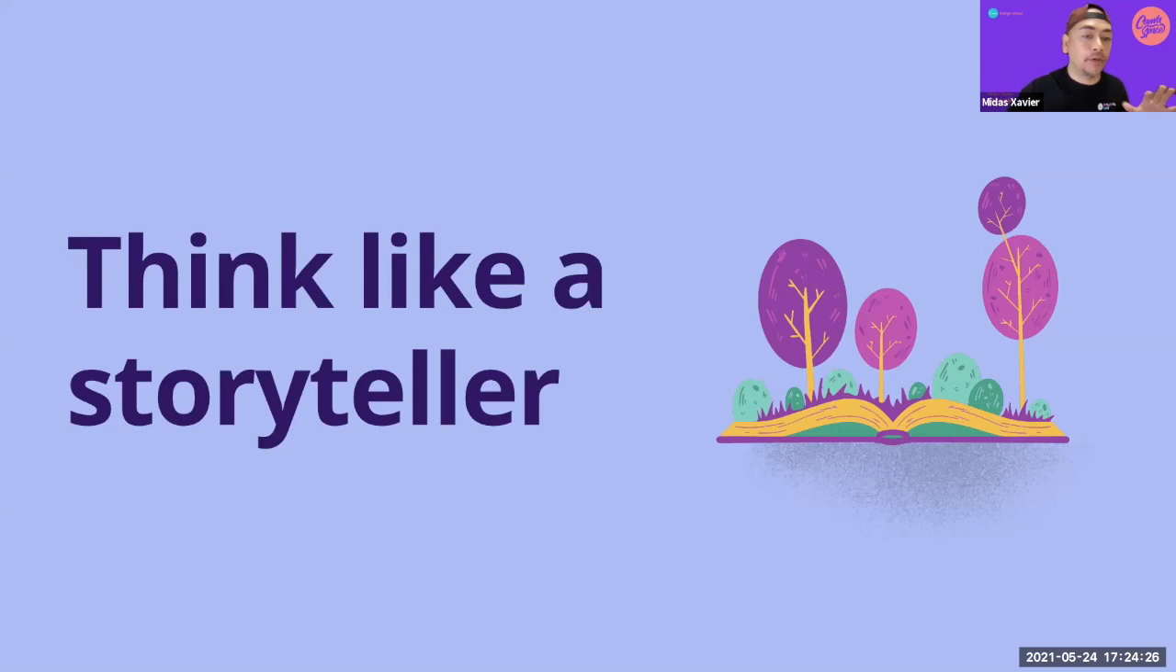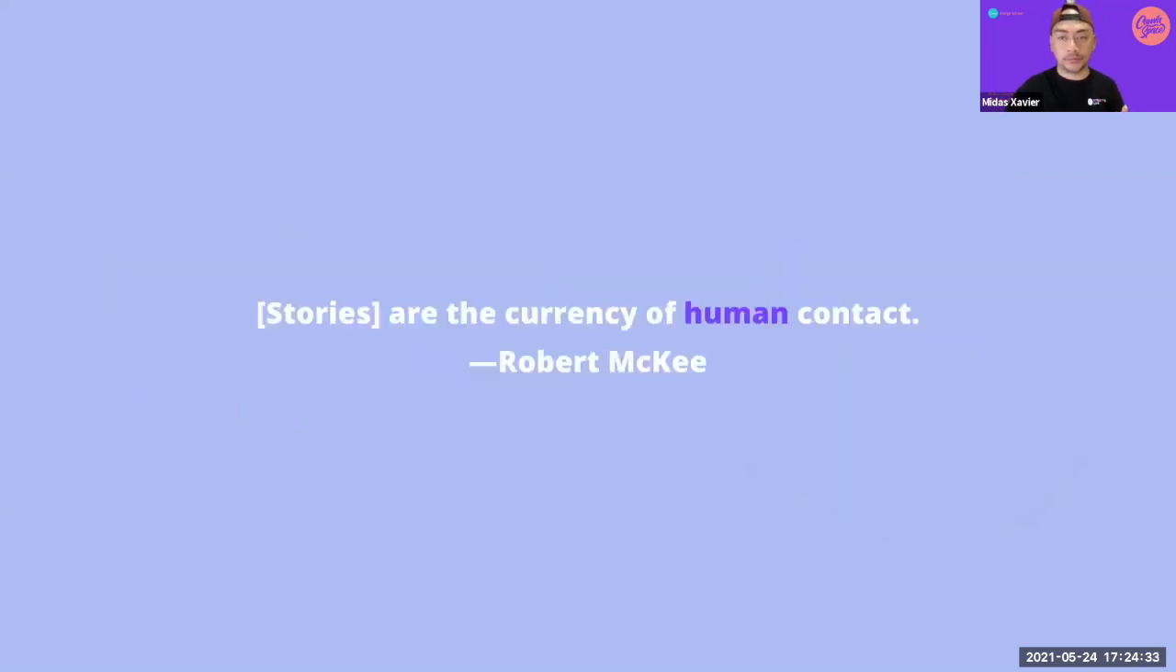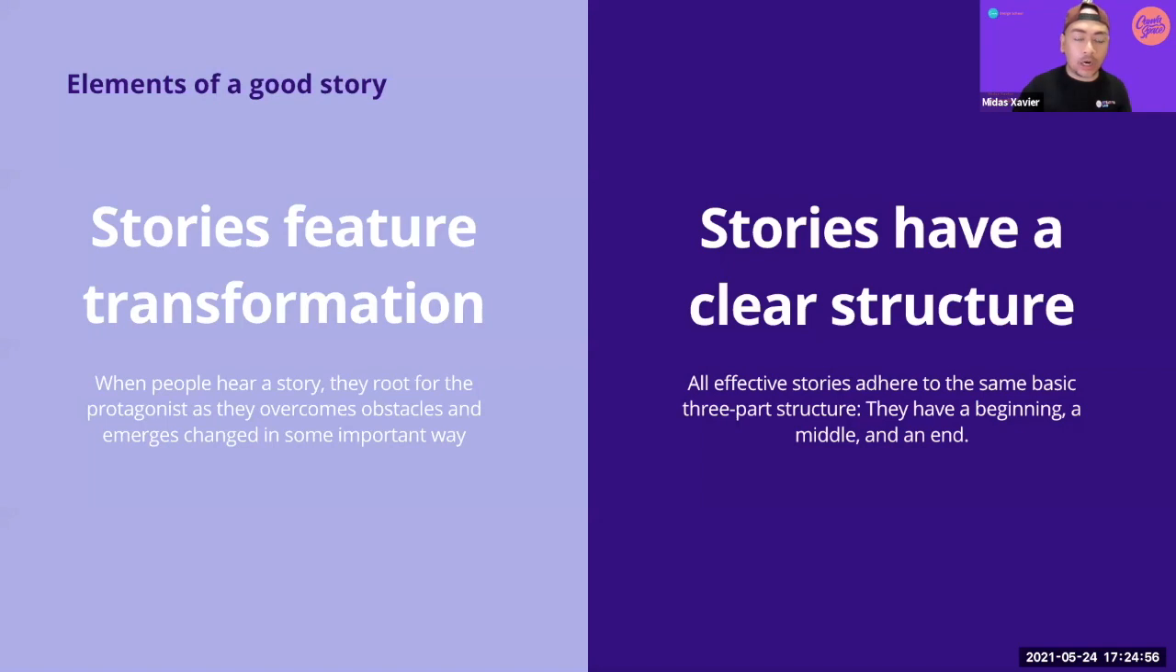Again, we are already done with thinking like a designer. This time, in creating an engaging or impressive presentation, we have to think like a designer. Stories are the currency of human contact, as mentioned by Robert McKee. So presenting is to be human. So much of how we communicate, remember, and make sense of things, we tell or share through stories, right? So in creating a good story, there are two elements.